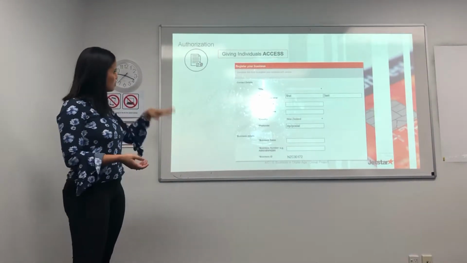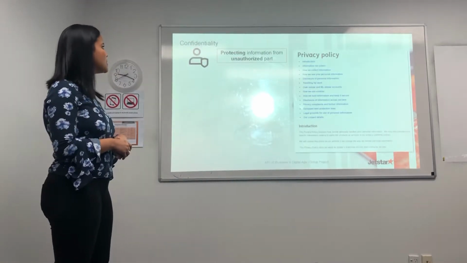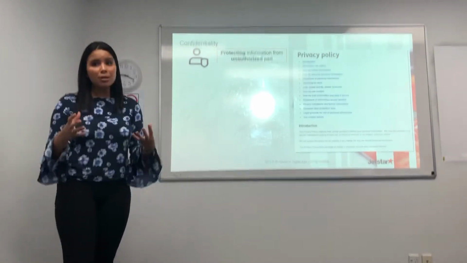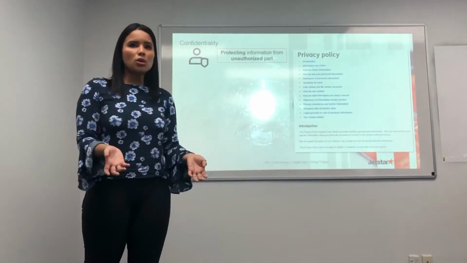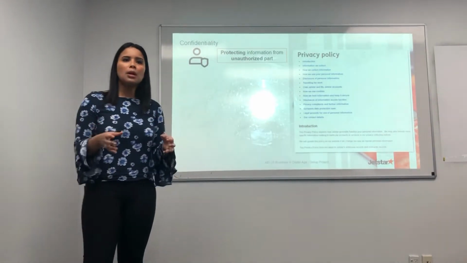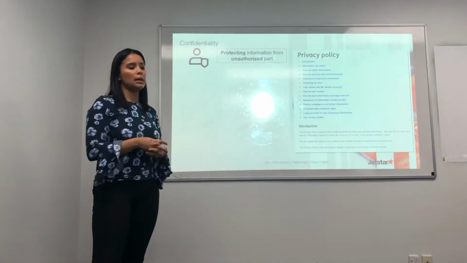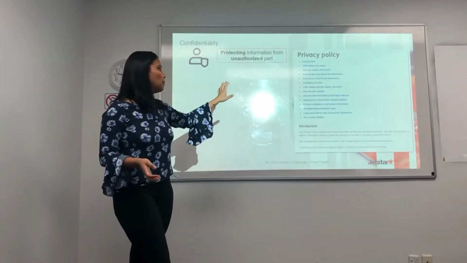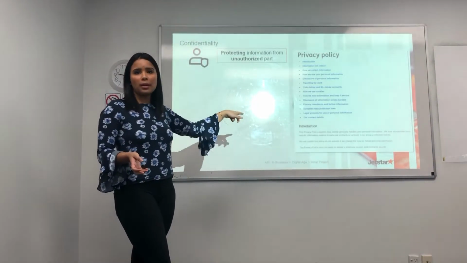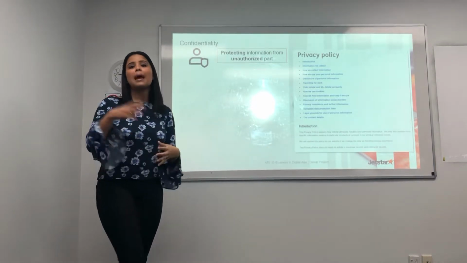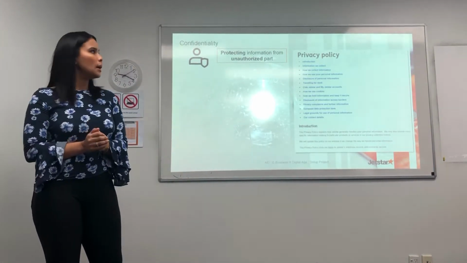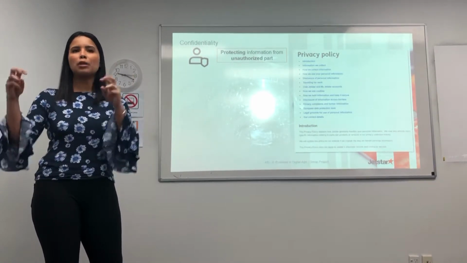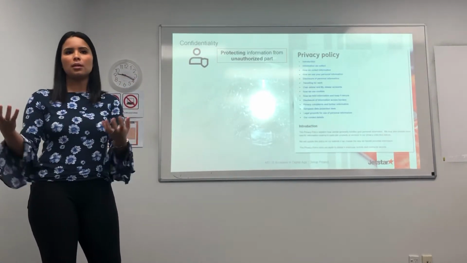The next one is confidentiality, which is protecting information from unauthorized parties. As I said before, when you log in as a customer or as a business, they have to ensure this information is correctly secured. So they provide a privacy policy on the website. This privacy policy is for customers only, but they also have policies for businesses, for travel agencies, for partners. They have different kinds of laws to protect them and to protect the other party.